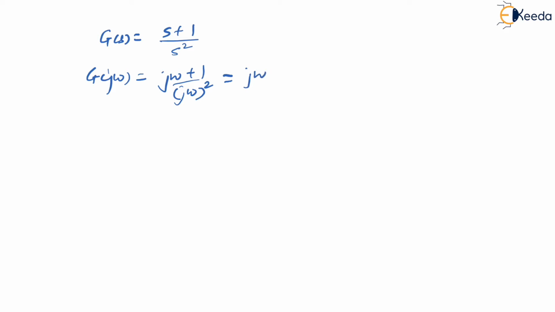So what is G(s)H(s)? It is (s plus 1) upon s squared, right? So what is G(j omega)? Just replace s by j omega. You get (j omega plus 1) upon (j omega) squared. Is that correct? What is that equal to? It becomes (j omega plus 1) upon minus omega squared. Is that correct?